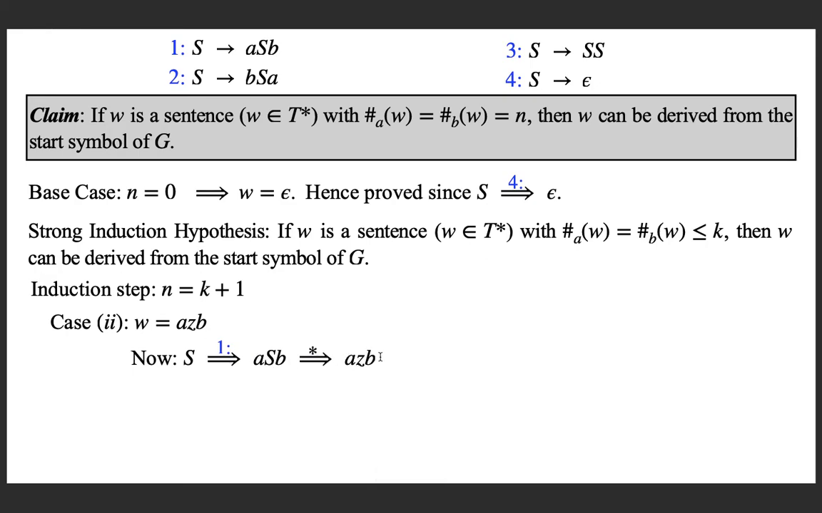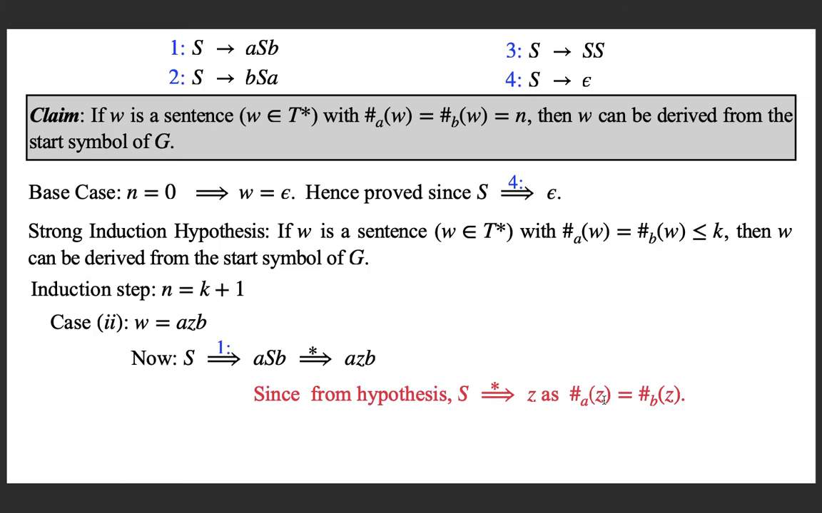Why is it so? Because I know that in W there are equal number of A's and B's, and to obtain Z from W, what I did is I just took out one A and one B. So the number of A's is decreased by 1 and the number of B's is decreased by 1, and hence the number of A's and B's must be the same in Z as well, because from W how are you obtaining Z? Remove one A, remove one B, so the same number of A's and B's are removed. So this is the case.